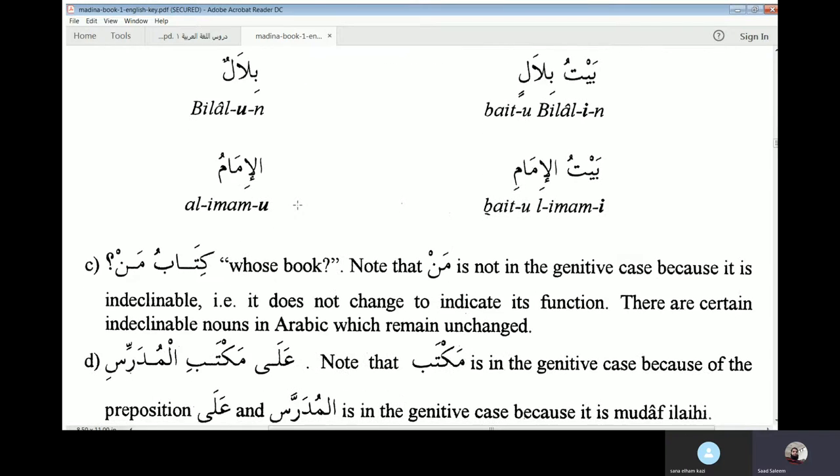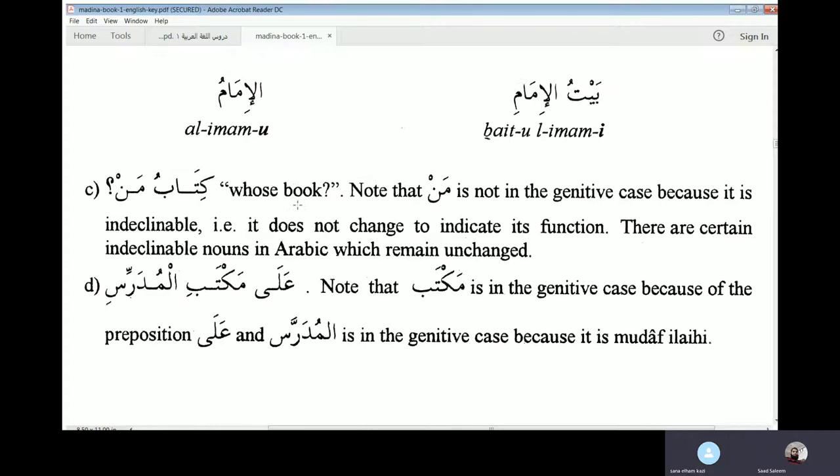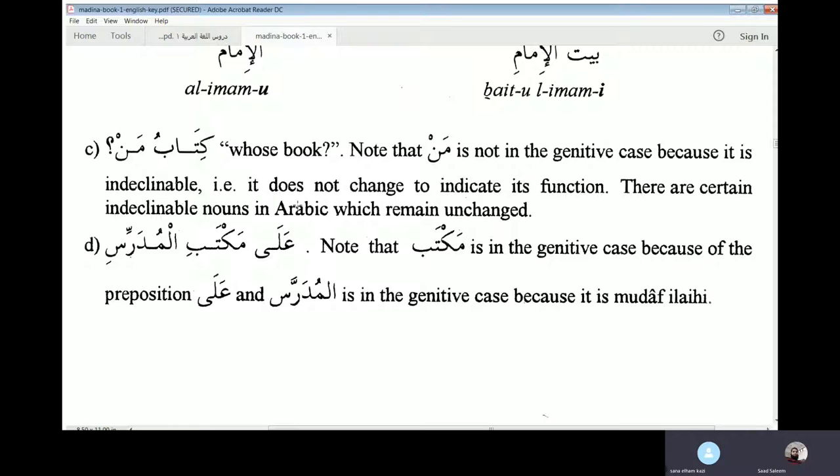Now, Miss Anna, continue reading. Kitabu man. Whose book? Note that man is not in the genitive case because it is indeclinable. That is, it does not change to indicate its function. There are certain indeclinable nouns in Arabic which remain unchanged.